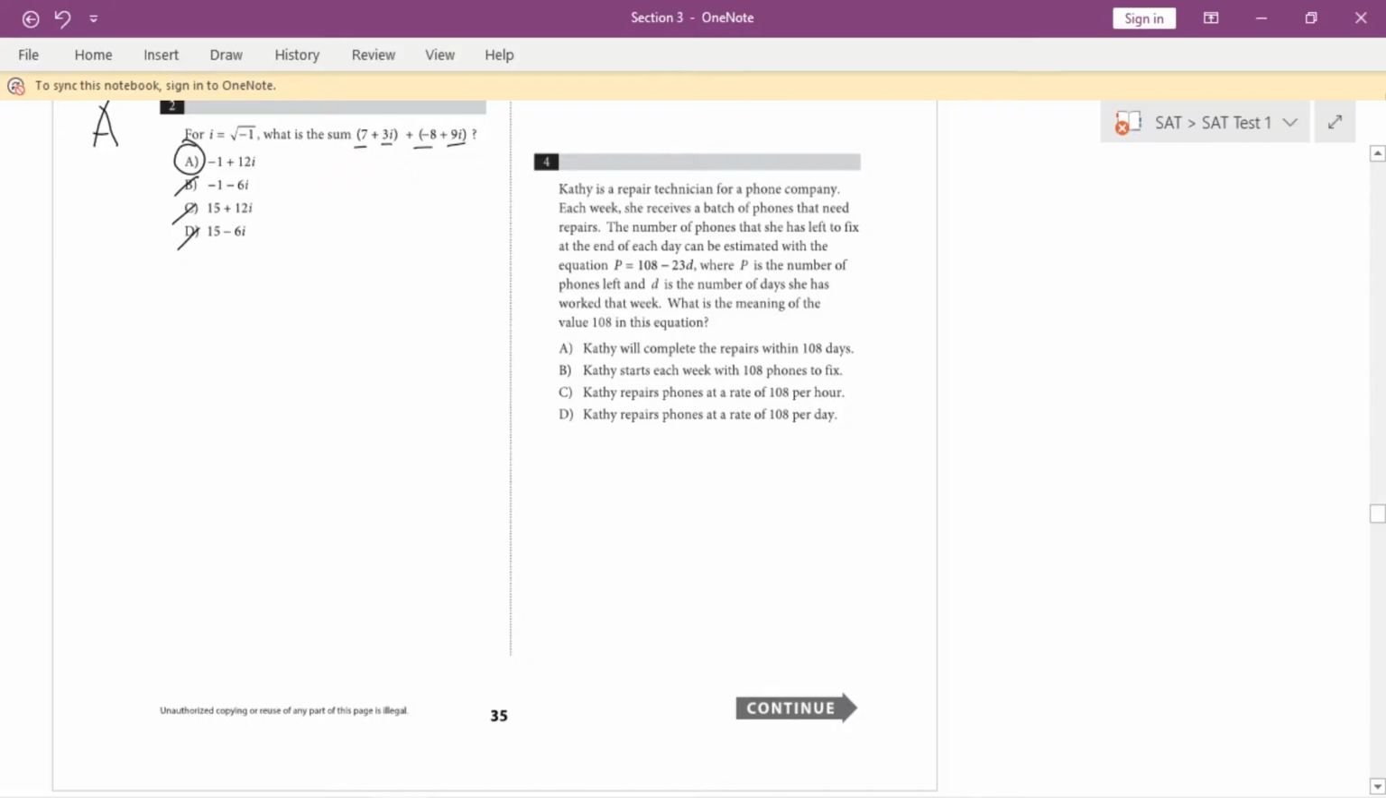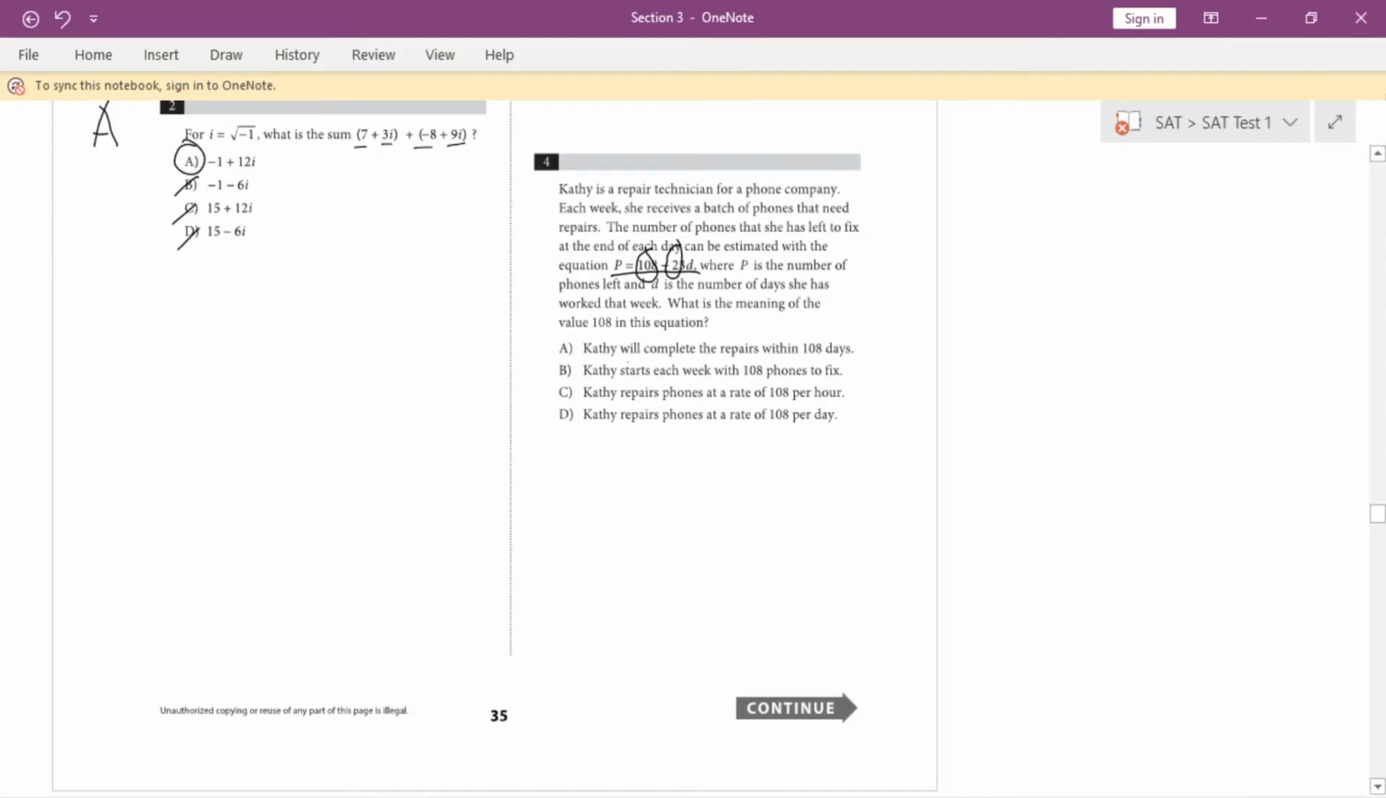So, if I take a quick look at my equation, I see P is equal to 108 minus 23D. This is actually a linear equation. And what do we know about linear equations? Well, we have a y-intercept, in this case it's 108, and we have a slope, negative 23. The question asks for 108, which in this case will be my y-intercept. Whenever I see a y-intercept, I usually think of an initial amount, a starting amount, or like initial cost.